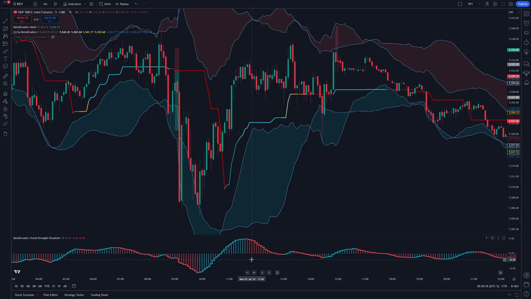A couple people were asking to see more examples of how I trade using my system and my indicators. So I'm going to go through some examples here.